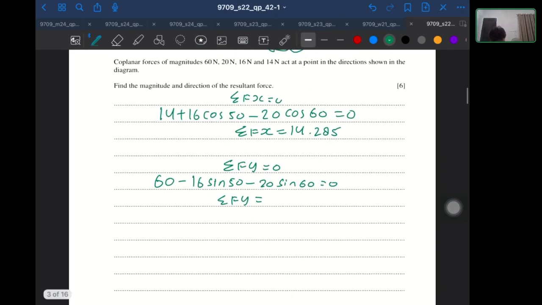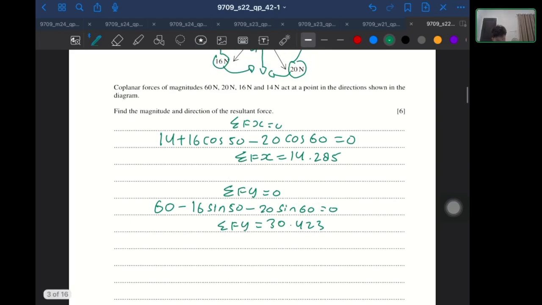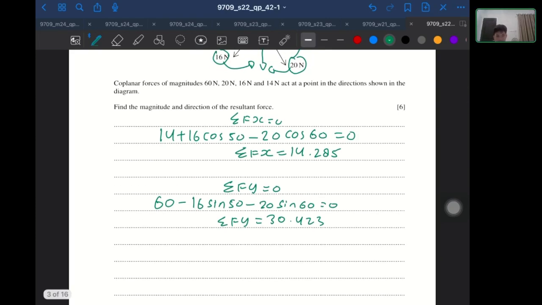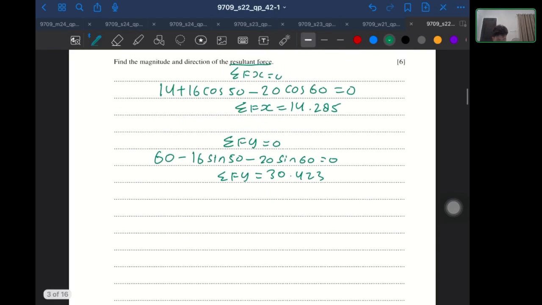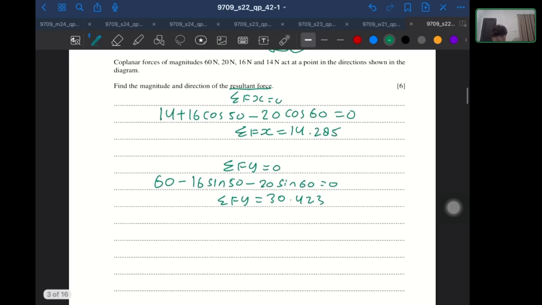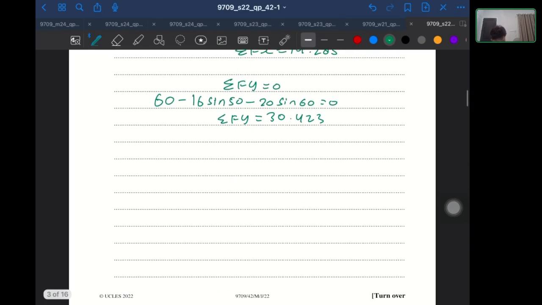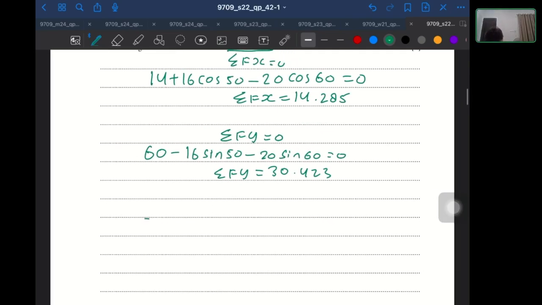We will be having the value of 30.423. But guys, we haven't done yet. Why? Because the question asks for the resultant force, not the EFX and EFY. So how can we use the EFX and EFY to find the resultant force? By drawing the diagram, EFX will be here, and EFY will be here.